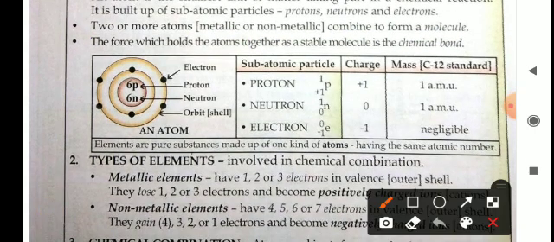This is the structure of an atom, in which you can see in the center the nucleus, and in the nucleus there are protons and neutrons, and around this nucleus there are circular orbits in which electrons are present. The subatomic particles, proton, neutron, and electron, are represented as P, N, and E, and they carry a charge of +1 on proton, 0 on neutron, and -1 on electron. Their mass, on the carbon standard, is 1 mu, 1 mu, and negligible.